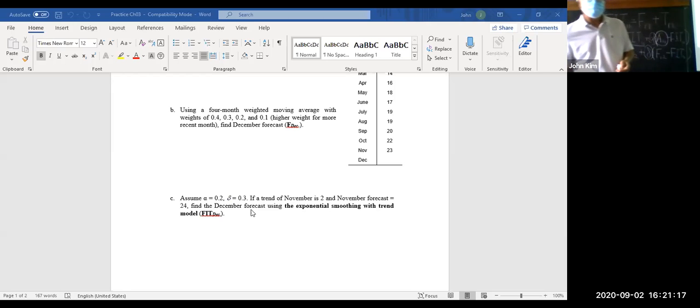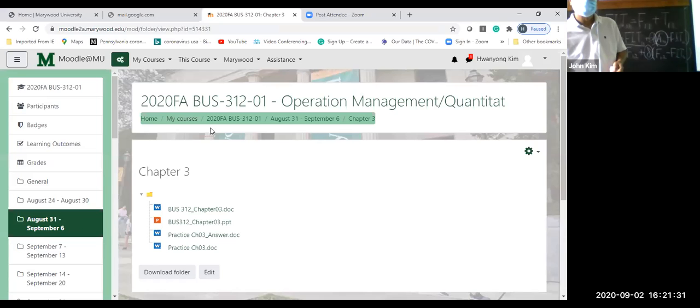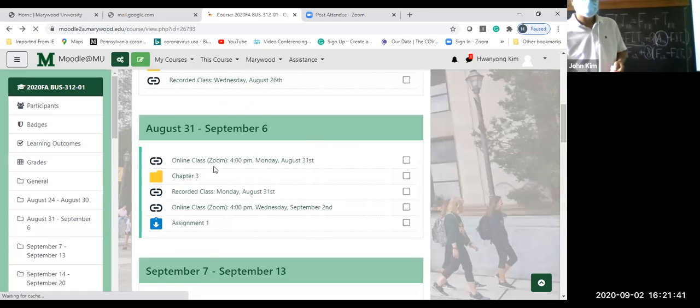Why doesn't it work? Today's network is slow.